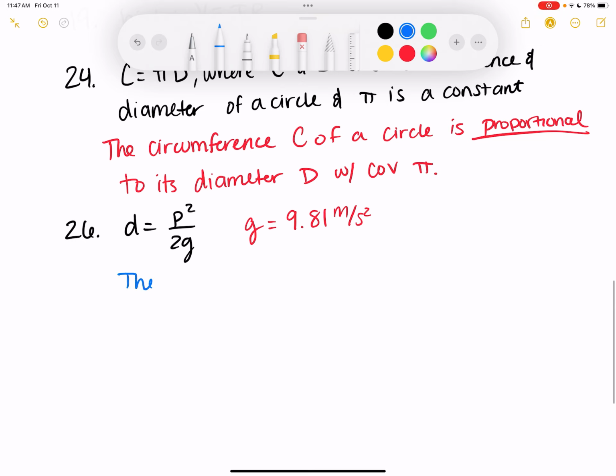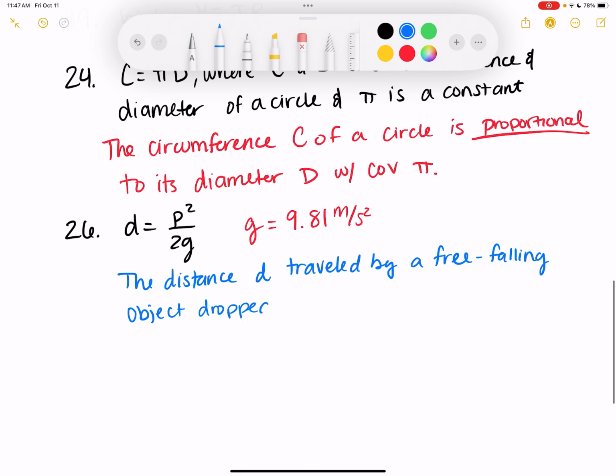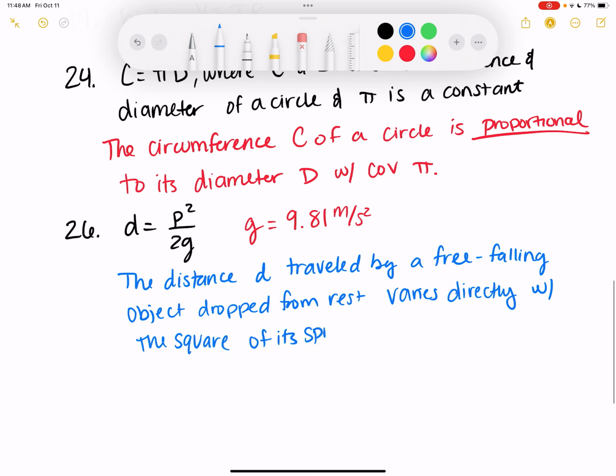So what I would say is the distance d traveled by a free falling object dropped from rest varies directly with the square of its speed p with a constant of variation of 1 over 2g. And that's all we're doing with this section.